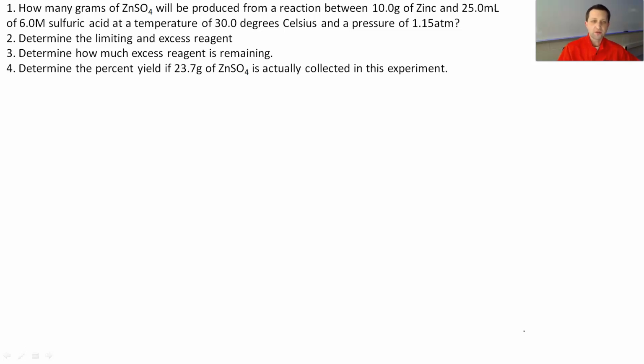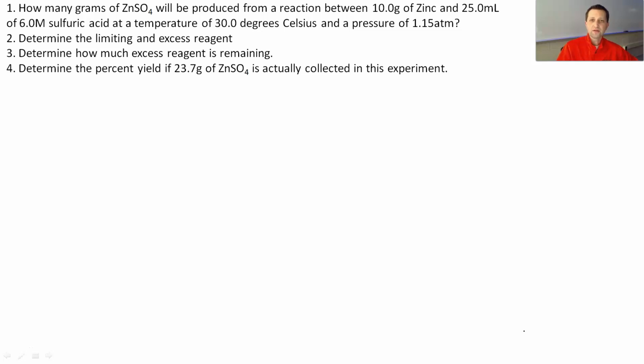All right, so let's get started with this, and let's read number 1. It says, how many grams of zinc sulfate will be produced from a reaction between 10 grams of zinc, 25 milliliters of 6 molar sulfuric acid at a temperature of 30 Celsius and a pressure of 1.15 atm. So it looks very overwhelming, but let's try to break it down a little bit, and you'll see that it's really not that bad. So let's go ahead and write our chemical equation first.